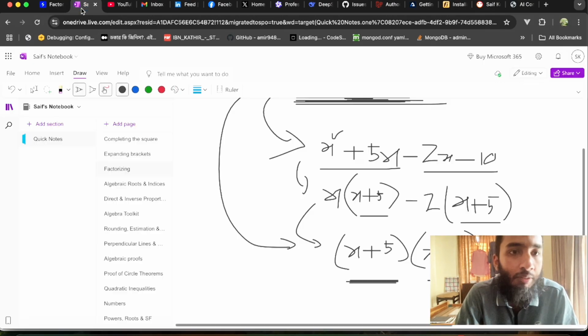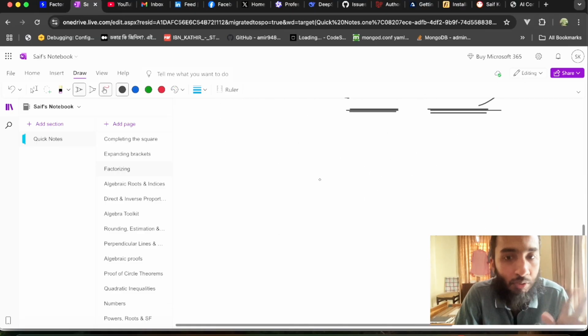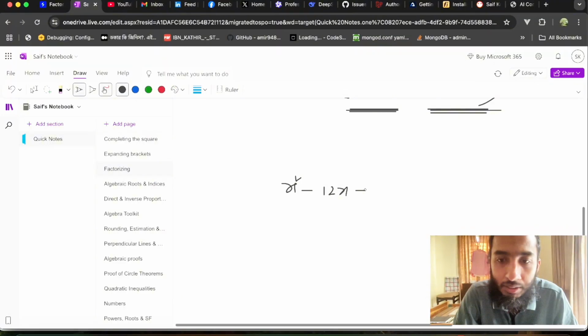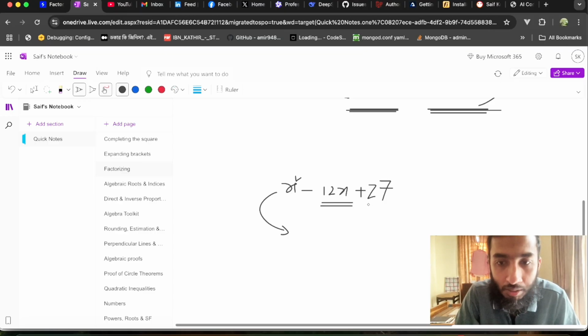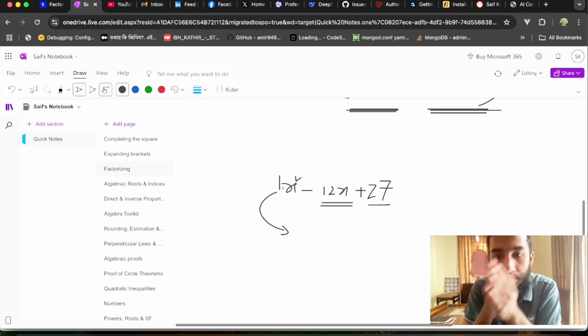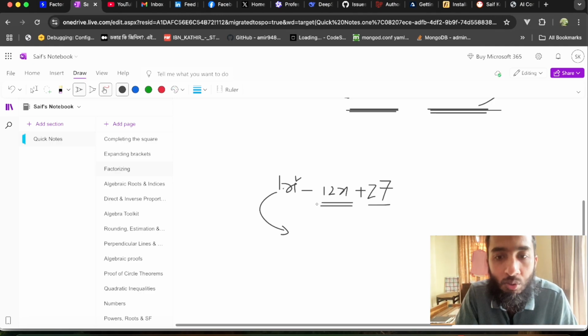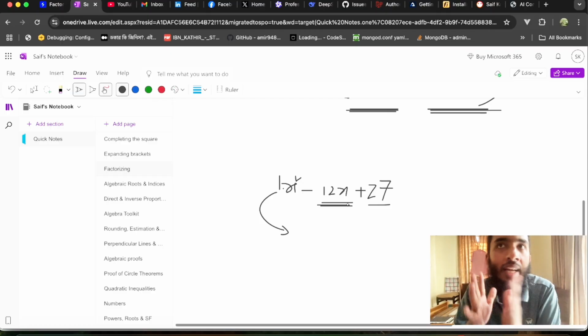Okay, so first factorize the expression x squared minus 12x plus 27. How can you factorize it? By deconstructing the middle term. So how can I deconstruct the middle term? 1 multiplied by 27 is 27. How can I write 27 in a way that results in 12? If I use 9 and 3, then we can get 12.